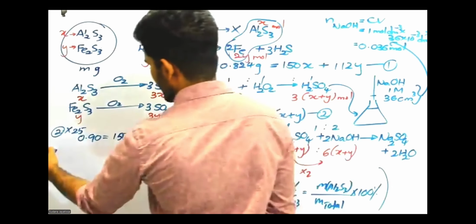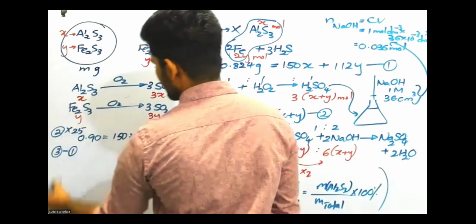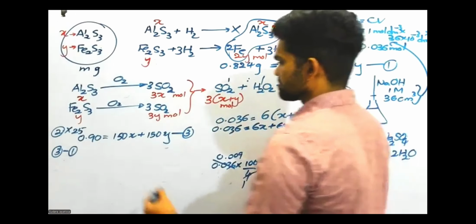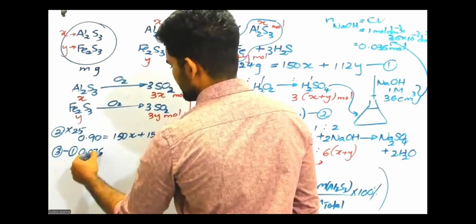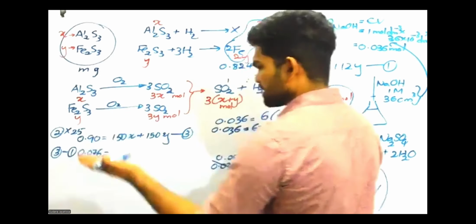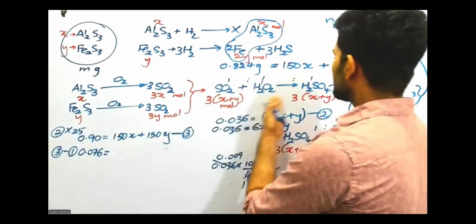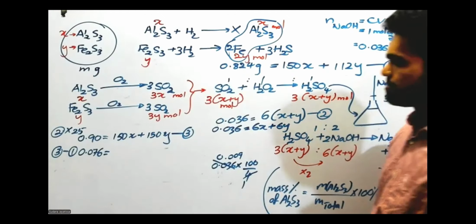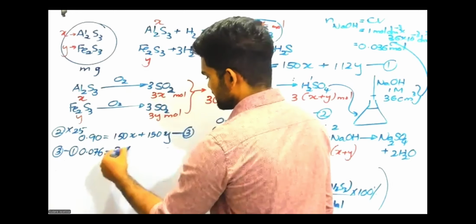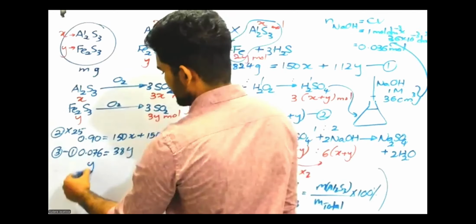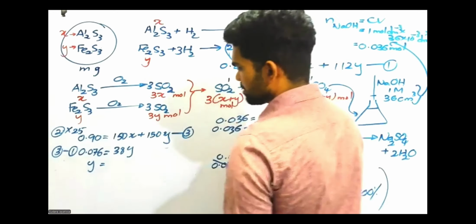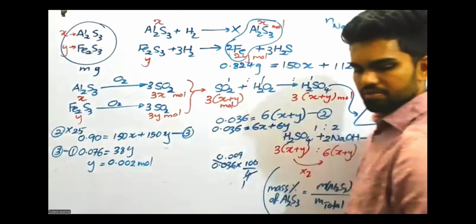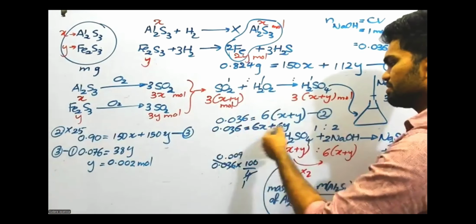Now let's subtract the first equation from the third one. Then you will be left with 0.076 equals, 150x is cancelled. Okay, so then 112 means 48, 38. 38y. So then y is equal to this divided by 38, 0.002 moles.